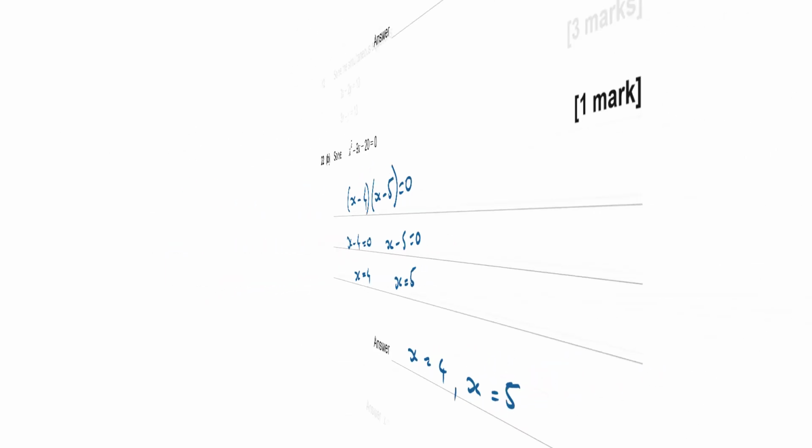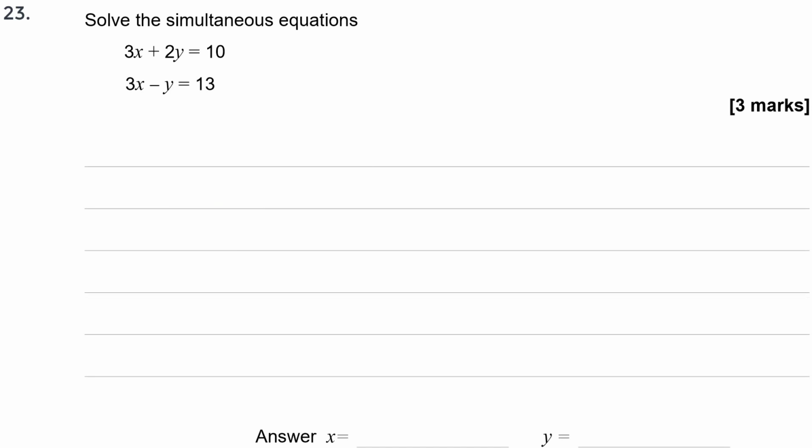Two solutions. Solve the simultaneous equations 3x plus 2y is equal to 10 and 3x minus y is equal to 13. Now you notice that these two values of x, the coefficients, are the same. So this question lends itself very well to solving by elimination. So let's call this one equation 1 and this one equation 2. Then equation 1 subtract 2.